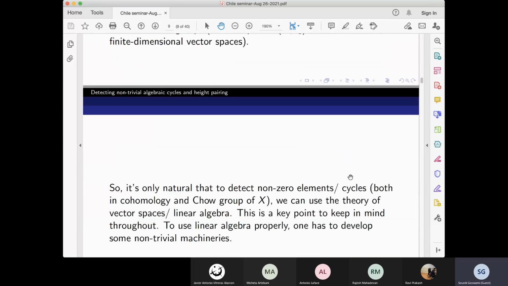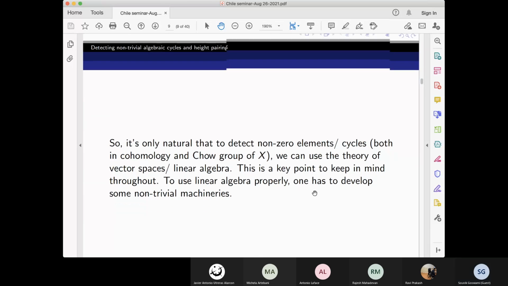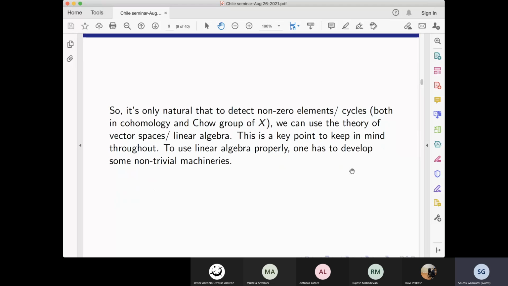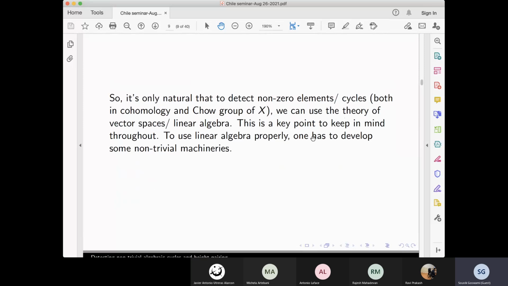Well, this is always a general theme. I mean, this is the general theme of the talk. The important thing is to detect non-zero cycles, algebraic cycles, using the theory of vector spaces or linear algebra. You're using linear algebra, and to do it properly in this context, we have to develop some non-trivial machinery.